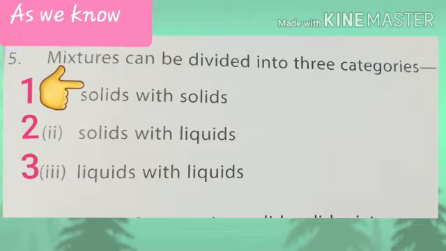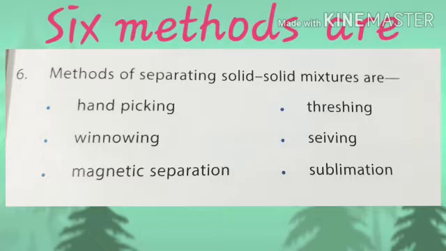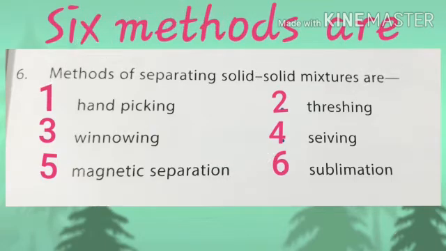How can we separate a mixture that has both components solid? 6 methods are given in our book that starts from page number 53. Today we are going to discuss page number 53. 6 methods are there to separate the components of such mixtures. Number 1, hand picking. Number 2, threshing. Number 3, winnowing. Number 4, sieving. Number 5, magnetic separation. And number 6, sublimation.